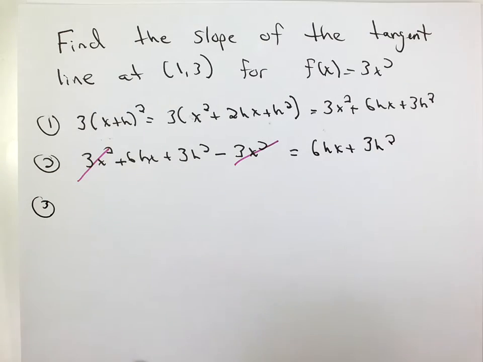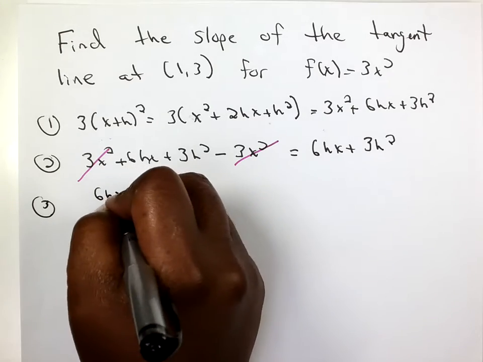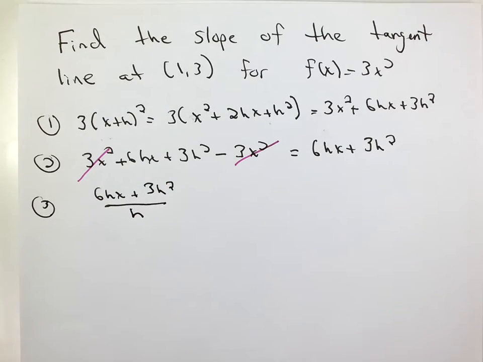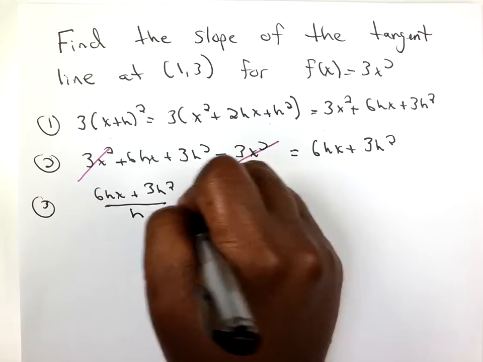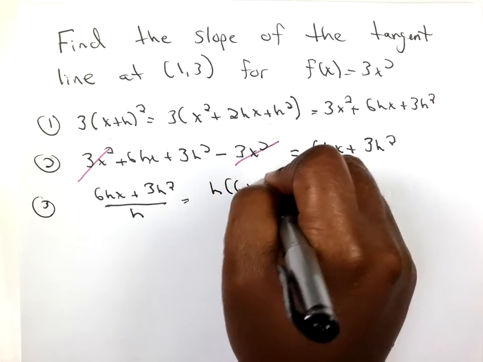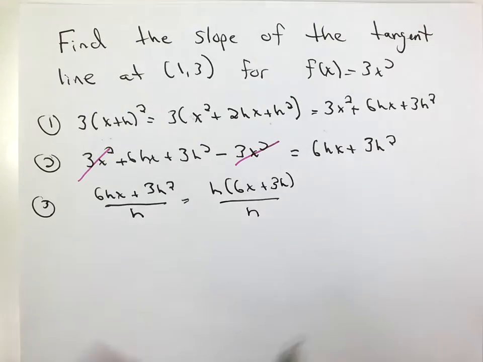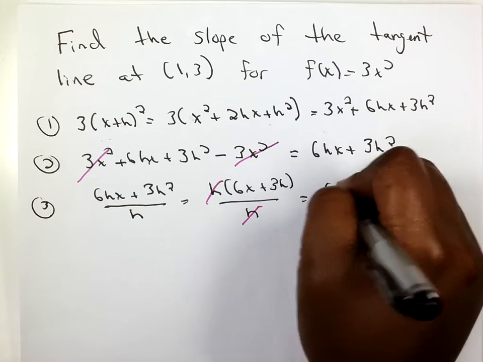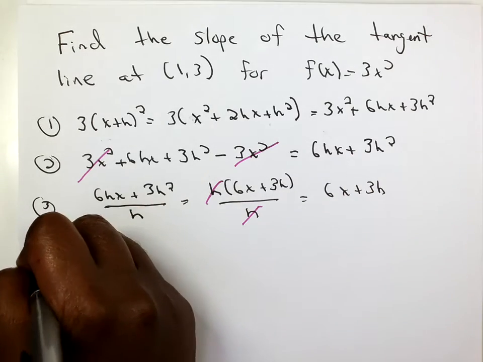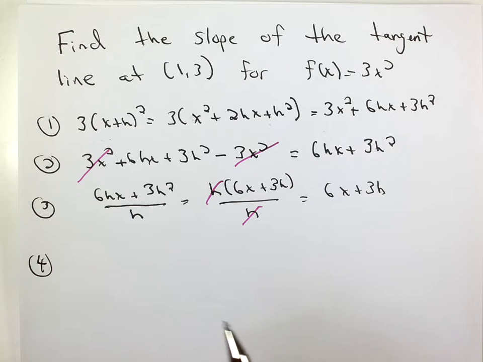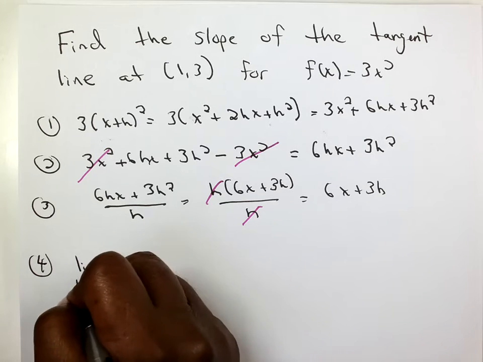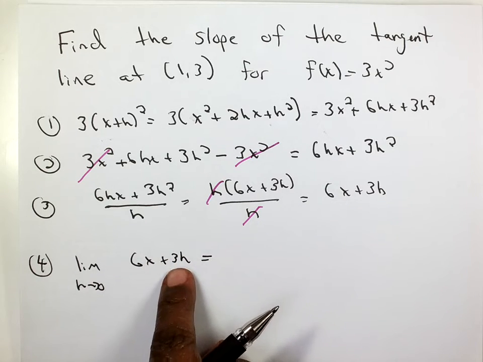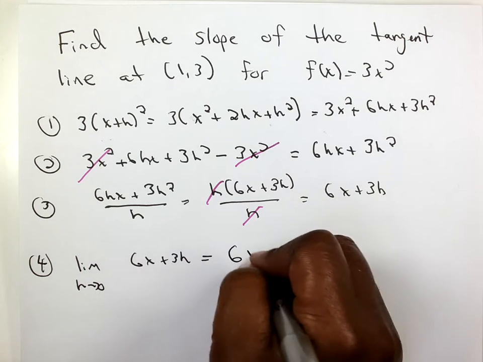Step 3, take what we got in step 2 and put it over h. So 6hx plus 3h squared over h, I can factor that. And then the h's simplify out. So now I'm left with 6x plus 3h. And then my last step is to take the limit as h goes to 0. So we can do a direct substitution. So that term just becomes 0, and I have 6x.